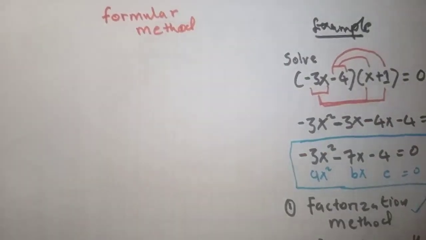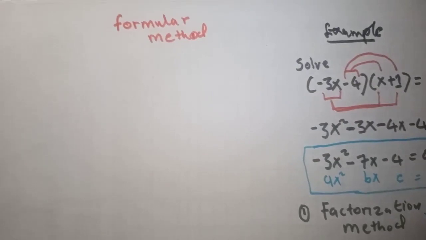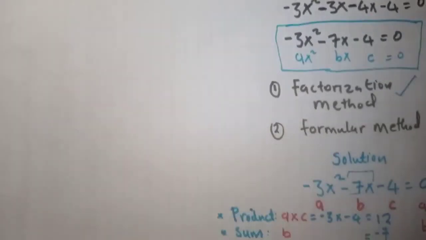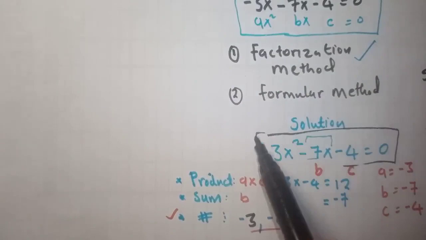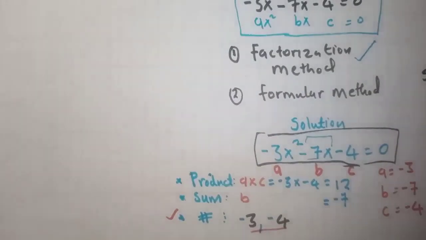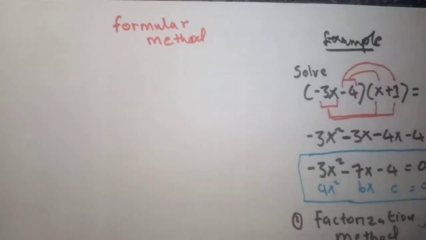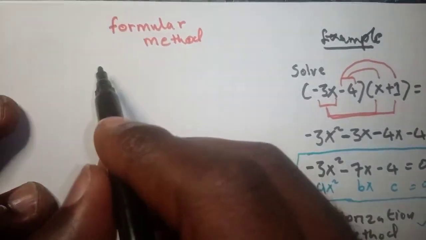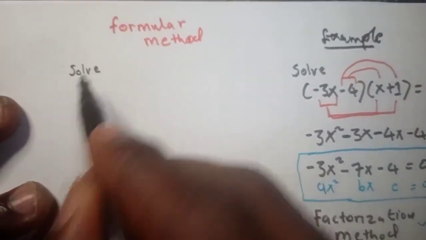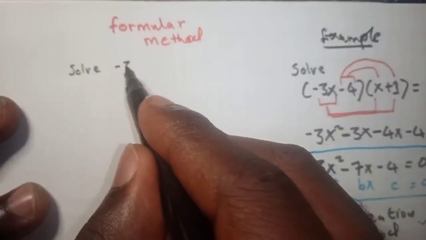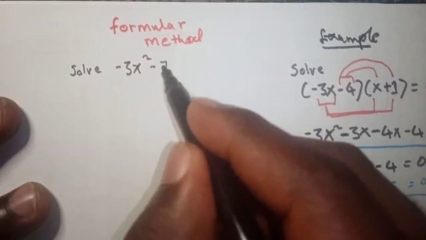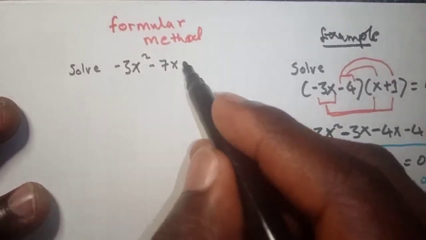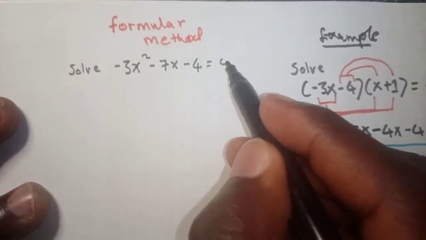So here we want the formula. How do we solve a quadratic equation? I'll pick the same question. I want to show you that we're going to get the same answers. I'll use the formula method. So we have: solve the same question, negative 3x squared minus 7x minus 4 is equal to 0.